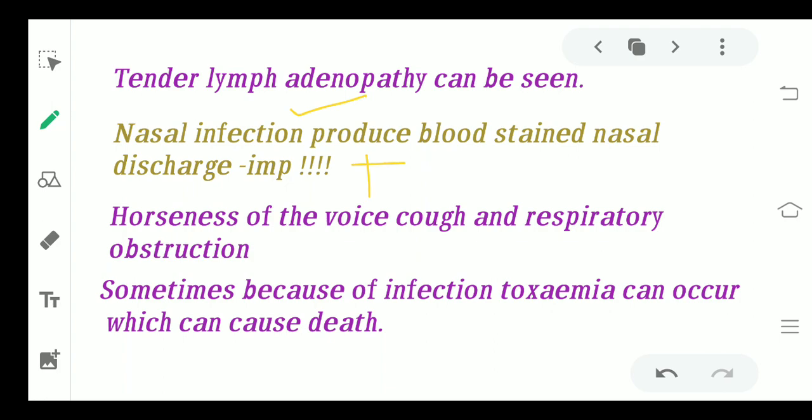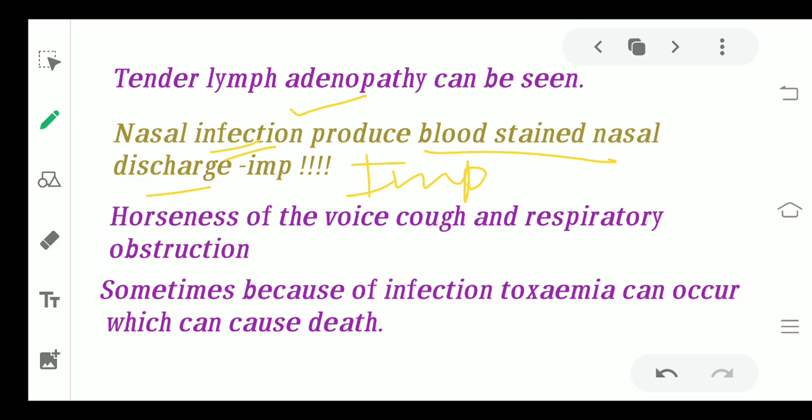Another very important feature, if the infection has spread to the nasal region also. Okay, so if your infection has reached the nasal region, what will happen? The nasal discharge will now have blood stain in it, or blood stain particles will be there in the nasal discharge itself. This is also important to remember. So whenever your infection is reaching the nasal area, it will have blood stains in it.